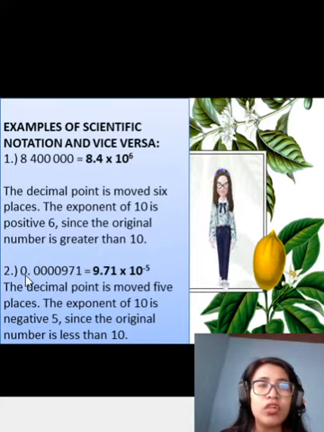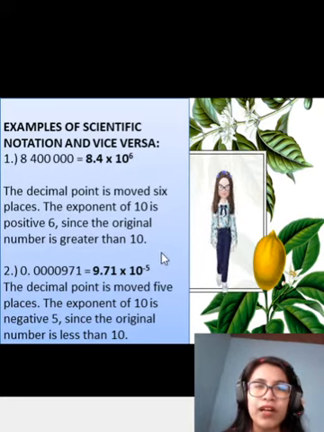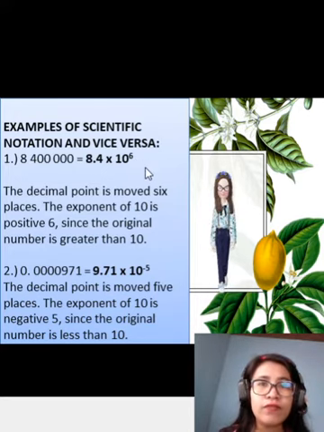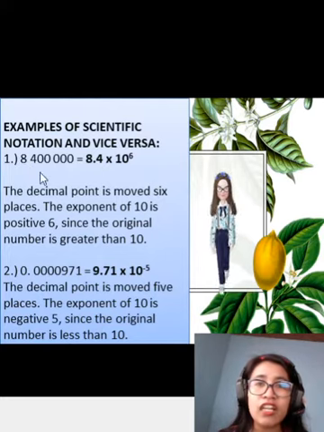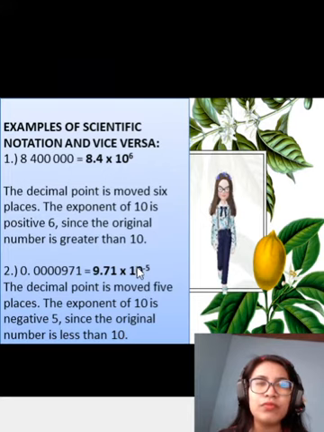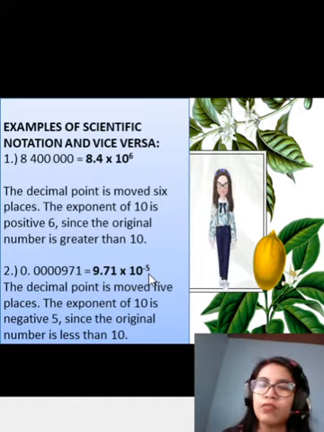Next, if we have 0.0000971, you will move your decimal now from here to the 9. So you have 1, 2, 3, 4, 5. So you will have negative 5. Why is it negative 5 and why the other one is positive 6? Okay, the rules here, it becomes positive if your number is greater than or a whole number. But if your number is a decimal number, then your exponent will become negative number. So your final answer is 9.71 times 10 to the negative 5.